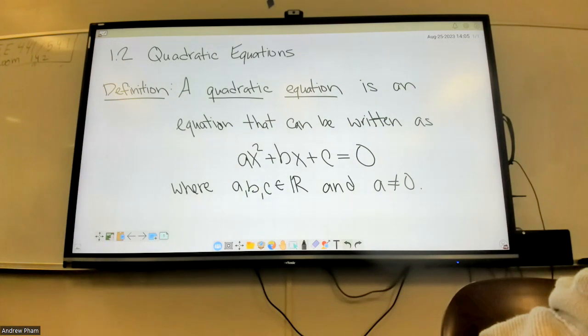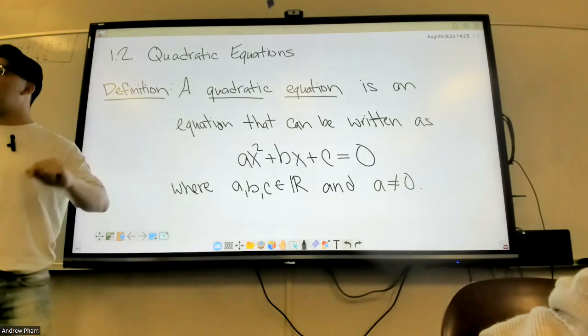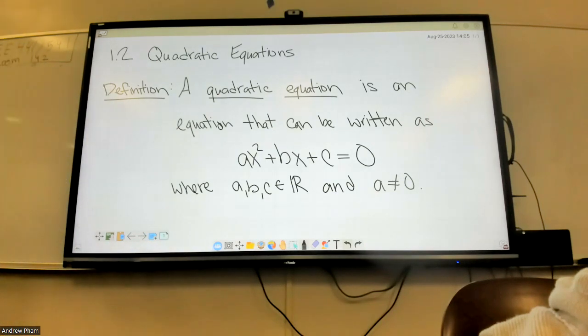So a, b, and c, these are some real numbers. You can think of whatever your favorite numbers are, 1, 2, 3, for example. If I plug in 1, 2, and 3 for a, b, and c, that gives me a quadratic equation. So I have my definition. And just like a linear equation, I want to emphasize this thing where it says it can be written in this way. It might not look like this right away, but if I can rearrange it so that it does look like a number times x squared, plus a number times x, plus or minus another number equal to 0, then it is a quadratic equation.